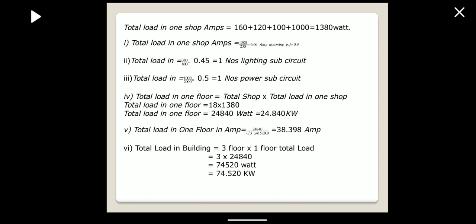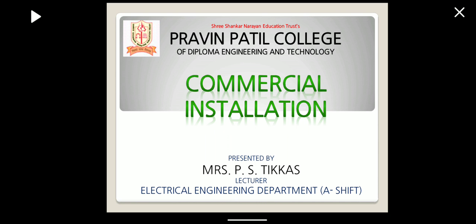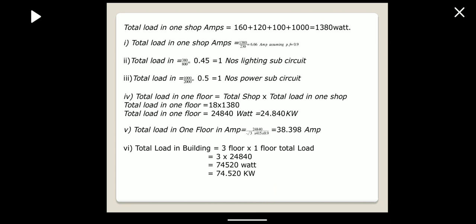So the total load in one shop in ampere is 1380, that means total power divided by 230, and assume the power factor is 0.9. Here, assuming the power factor is 1, 1380 divided by 230 is equal to 6.66. Now the lighting load, 380 divided by 800, gives 0.45.